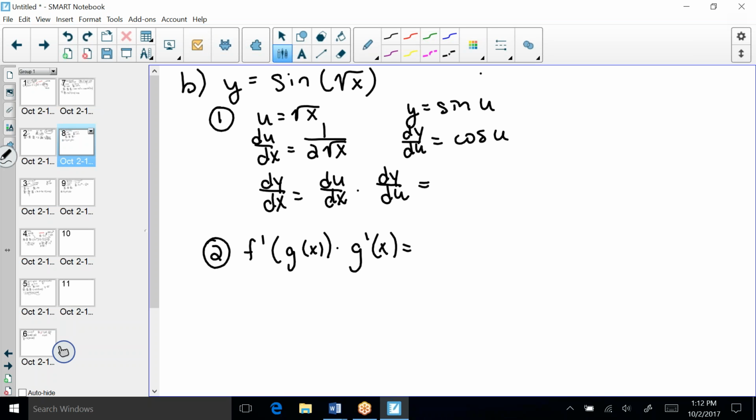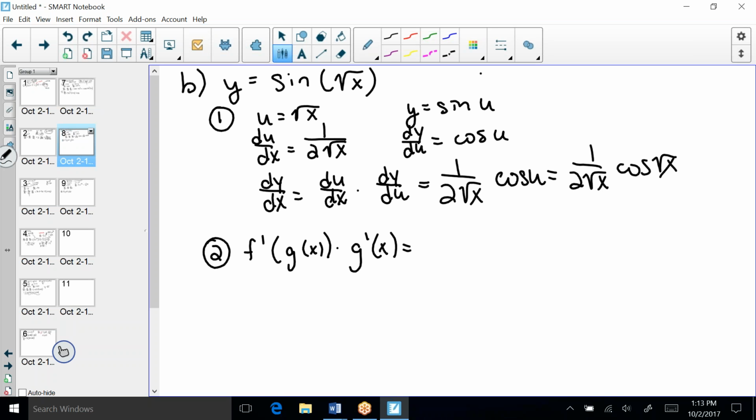So let's do that. We have 1 over 2 root x times cosine of u, but we can't leave it as u. We have to write this as 1 over 2 root x times the cosine of what? So square root of x. We're just going to replace this u exactly with the square root of x. So make sure that you're not adding anything extra in there. We're just writing this as the square root of x. All right, so that's going to be your answer.